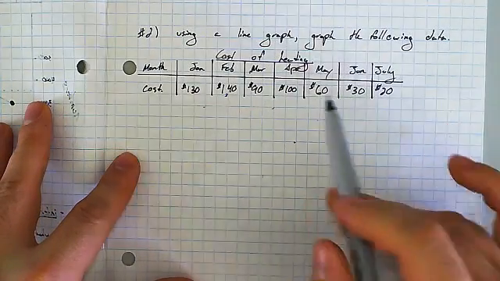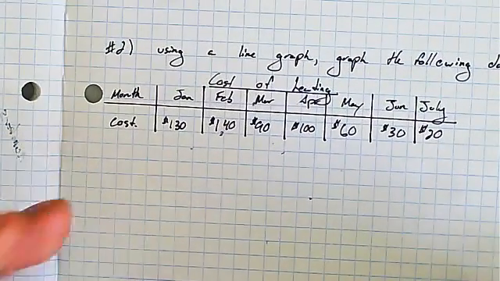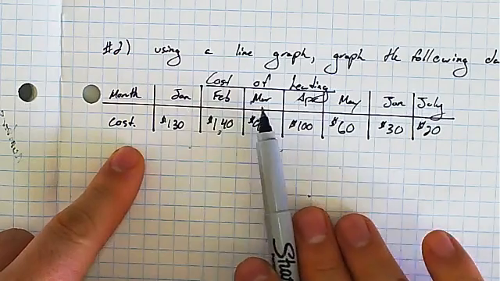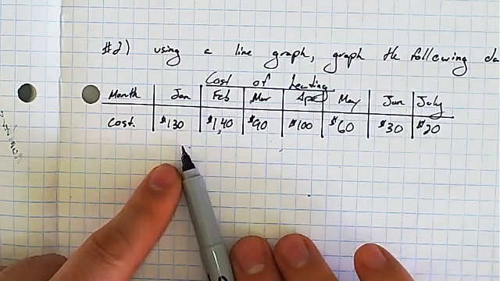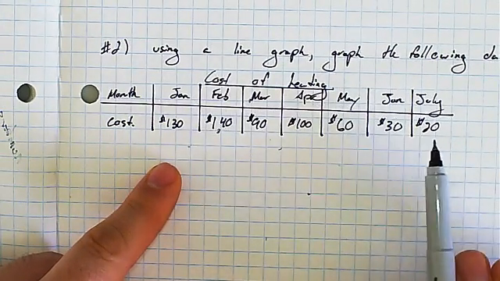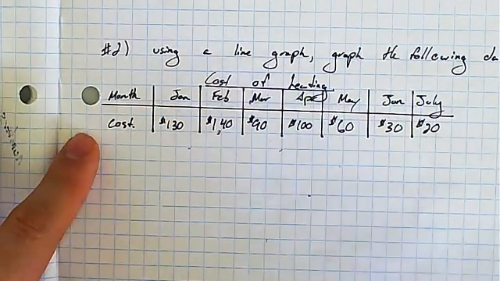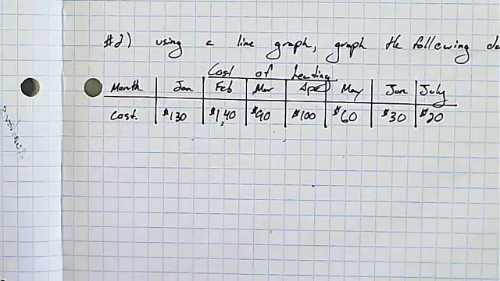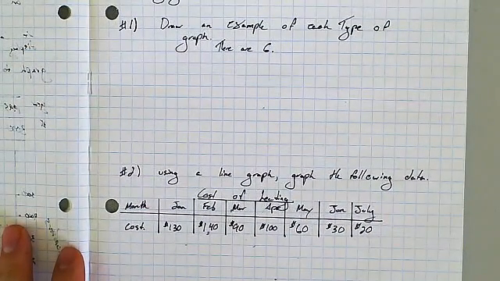Question number 2, the more important one, is you have to graph, using a line graph, the data I've given you down here. This is the cost of heating. Again, I've made up some numbers, but I've given you a time frame, the months between January and July: January, February, March, April, May, June, July. For each of these months, I've given you a cost of heating. So you have 130, 140, 90, 100, 60, 30, and 20. I'm looking for a neat graph that has been labeled. Each of your axes should be well spaced out, and preferably on lined paper. That's it. Good luck, guys.